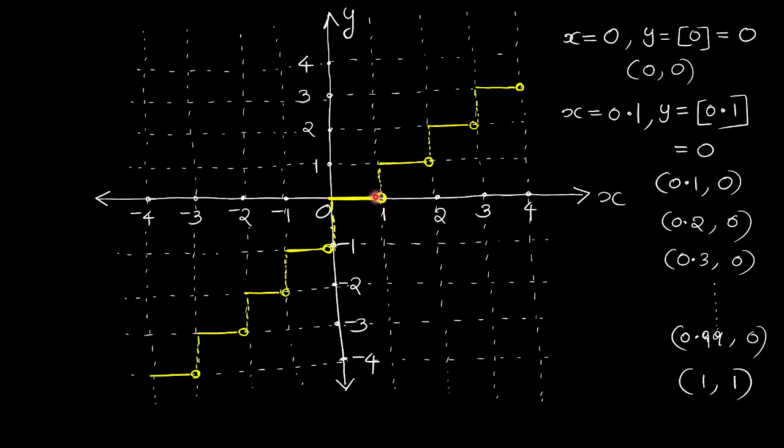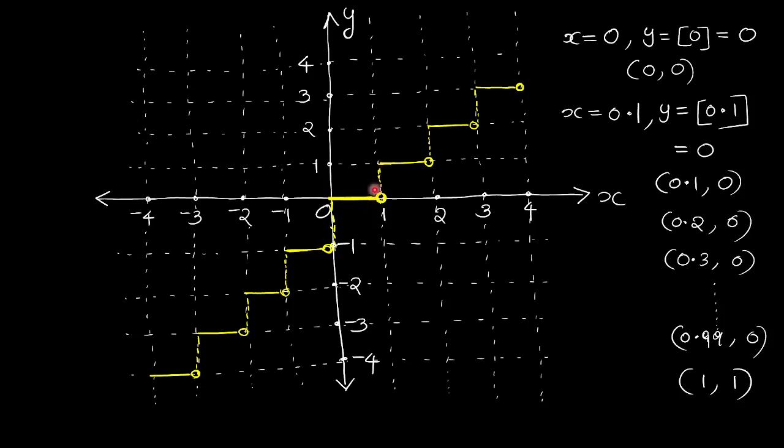So 0.99 is here on the x-axis. From this point, there is a sharp jump to 1. Where is 1? Here is 1. So you can see a sharp jump from 0.99 to 1. So there is a discontinuity. There is a sharp jump.